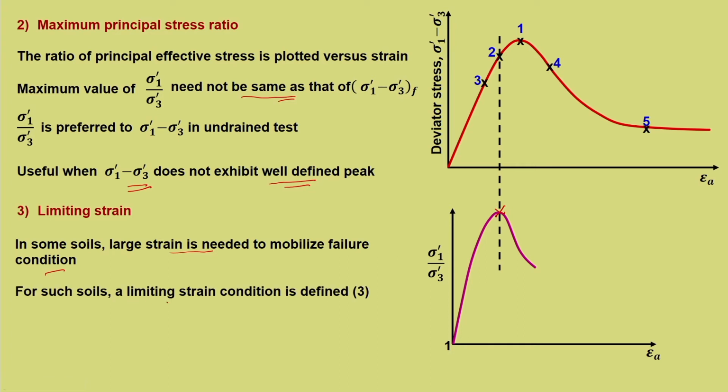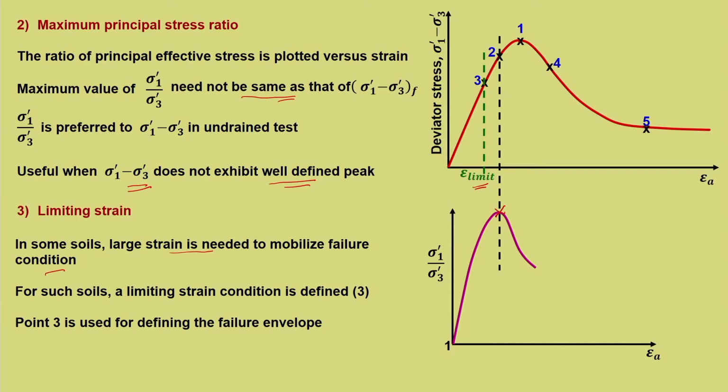For such soil, the limiting strain is defined by point 3, and this can be any specific value or the value which is quoted in the code. For example, in the IS code there is a limiting strain specified. In ASTM also it is specified. Both are different. One is close to 10%, the other one is 20%.